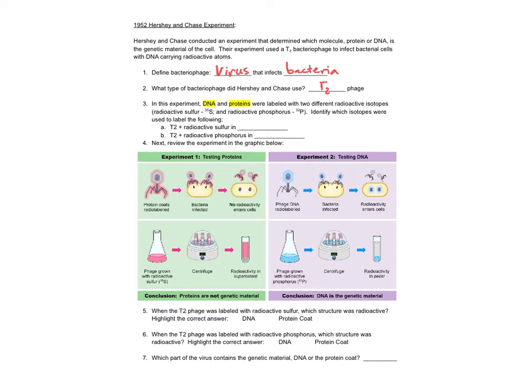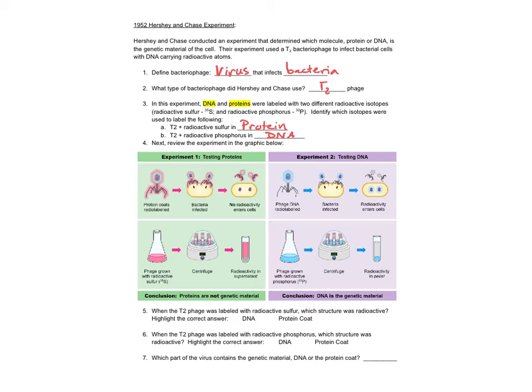So we are going to identify which isotopes were used to label the following. They used the T2 phage plus radioactive sulfur to label protein. And then they used the T2 phage and radioactive phosphorus to label DNA.